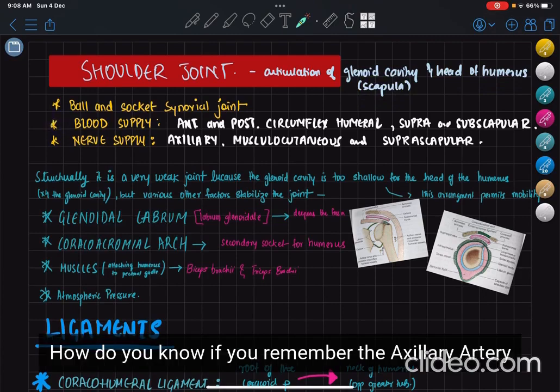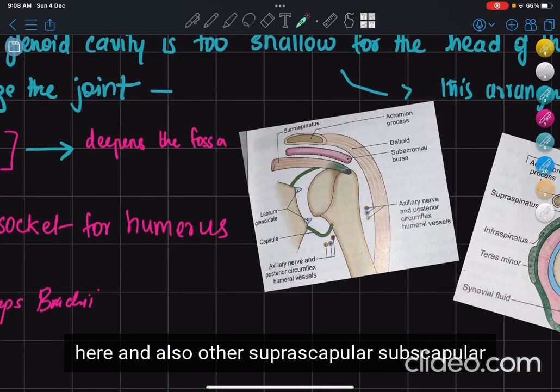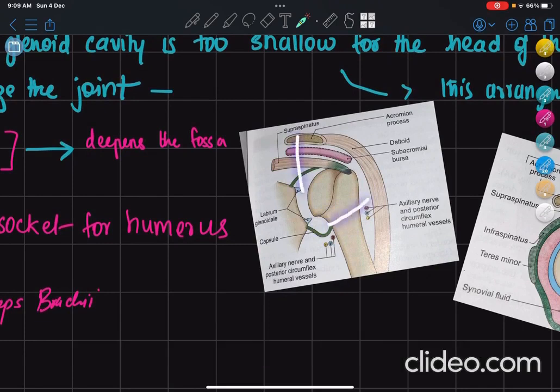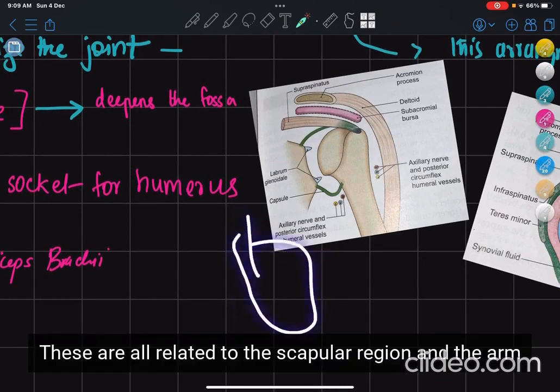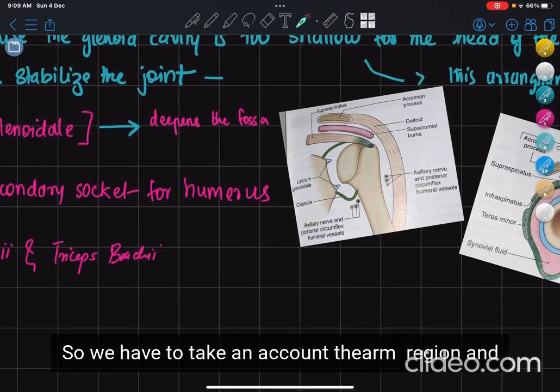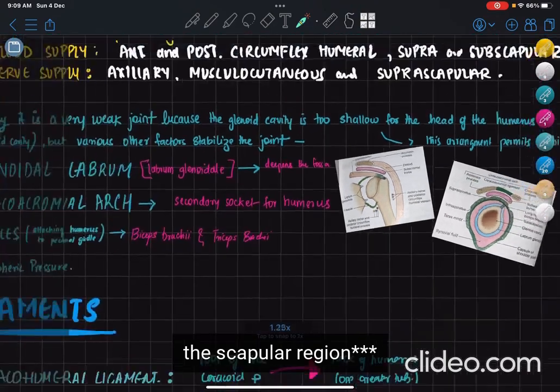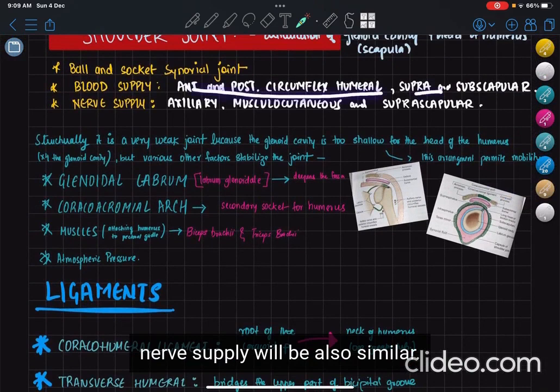If you remember the axillary arteries giving their anterior and posterior circumflex humeral arteries here, and also when we talked about the scapular anastomosis, we saw the suprascapular and the subscapular coming from the back basically. If this is the scapula, you have the suprascapular coming from here and the subscapular coming from here. So these are all related to the scapular region and the arm region, right? So we have to take into account the arm region and the pectoral region to say for the blood supply and nerve supply. So blood supply is anterior and posterior circumflex humeral vessels and suprascapular and subscapular arteries.